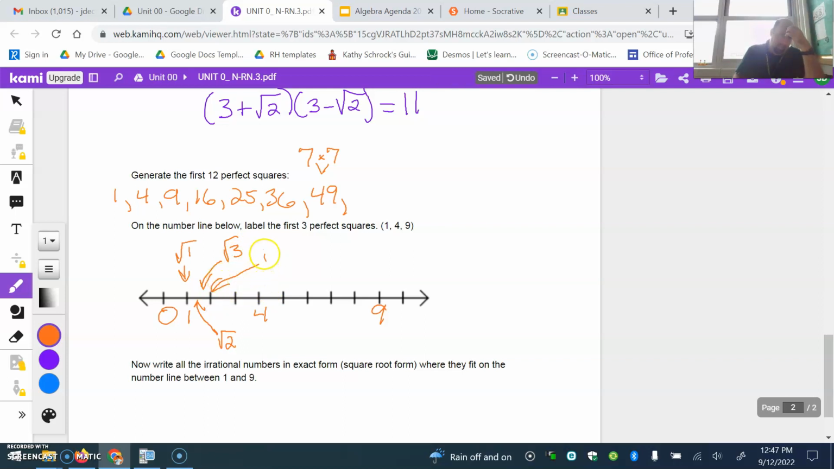All right. But that's a perfect square. So we wanted the imperfect ones or the irrational ones. All right, I'm going to stop there. Use the key to help you with the rest of this.